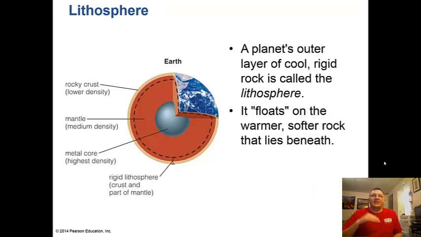The lithosphere, the top layer of the Earth, is a planet's outer layer of cool, rigid rock. And it floats, quote unquote, on the warmer, softer, plastic rock that lies beneath, which is the mantle.